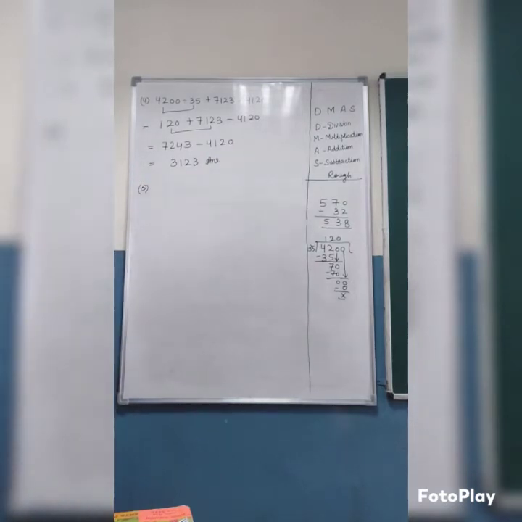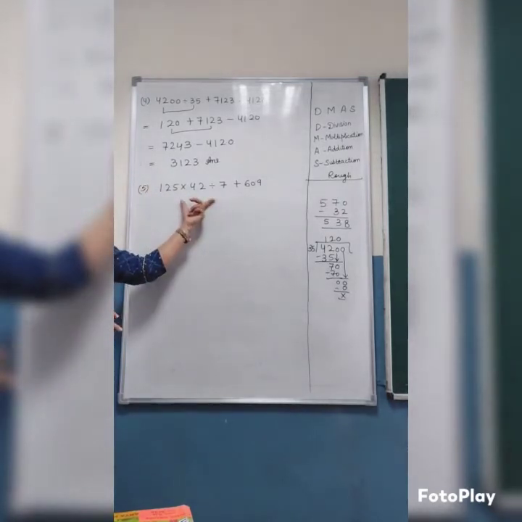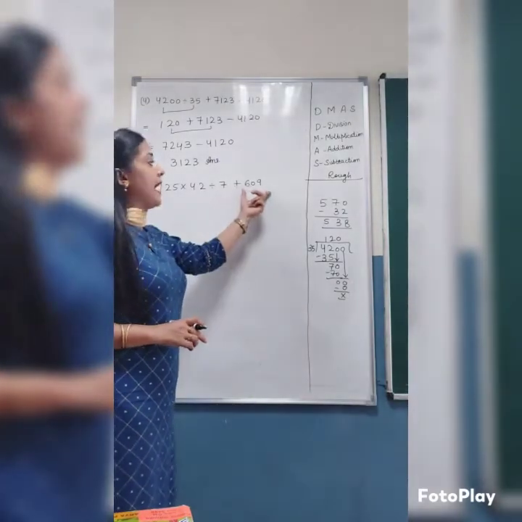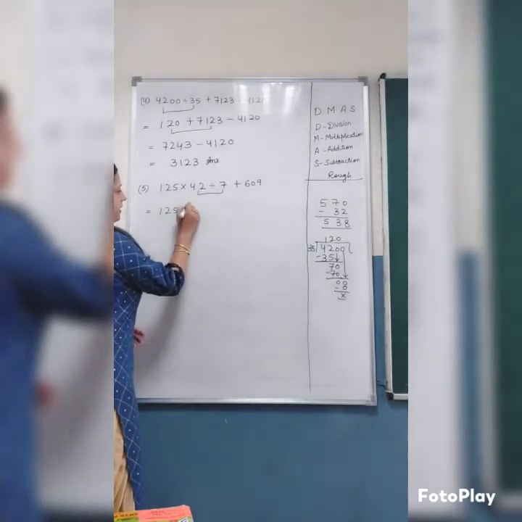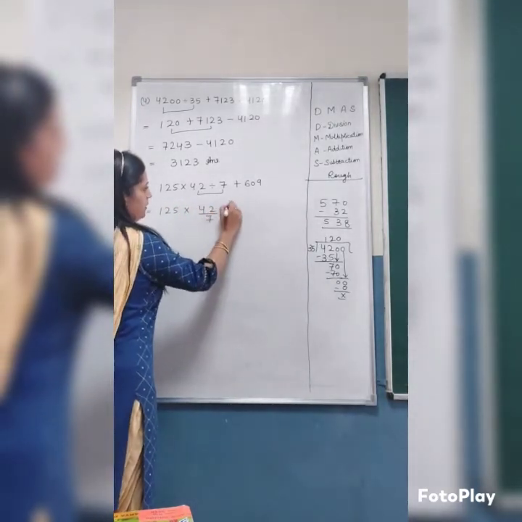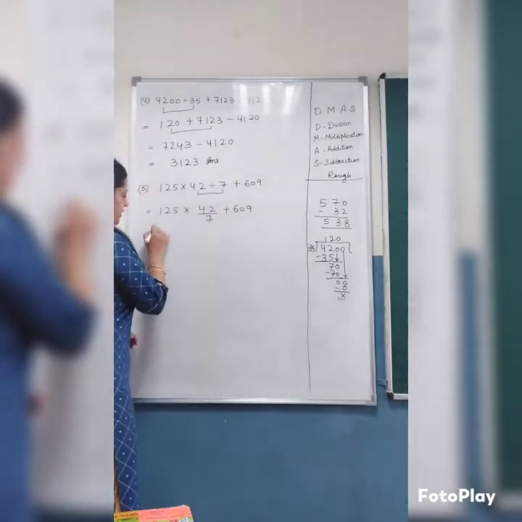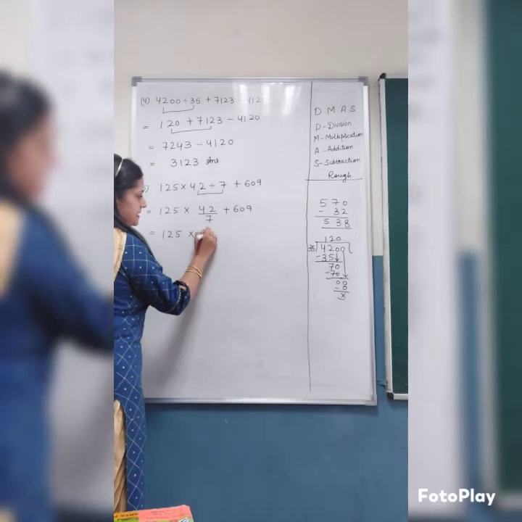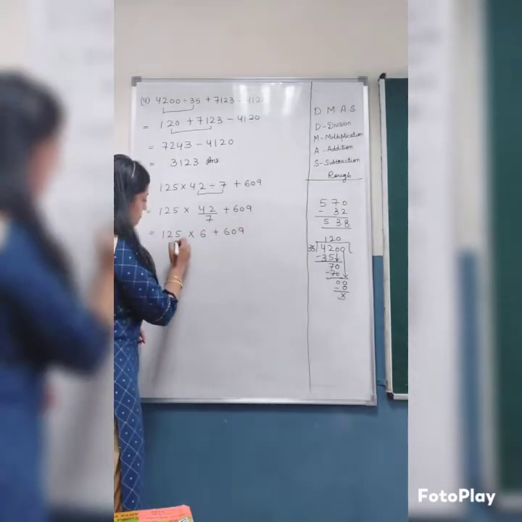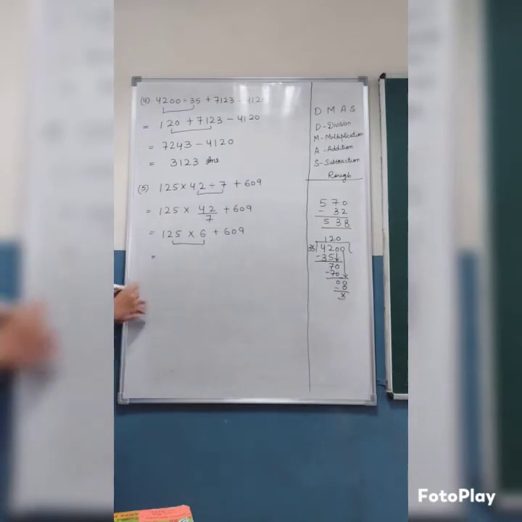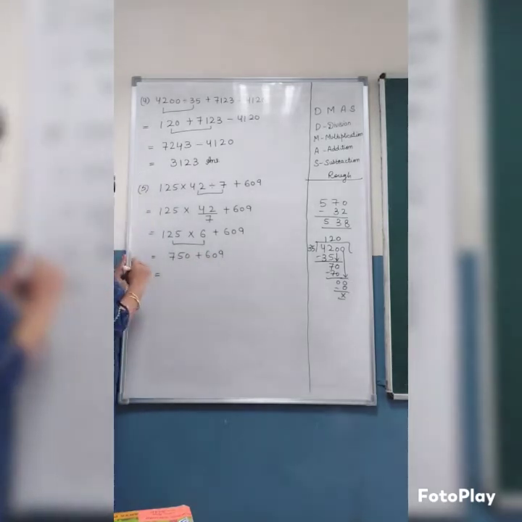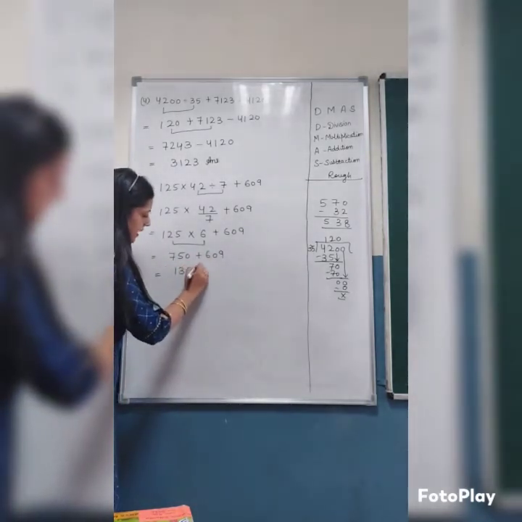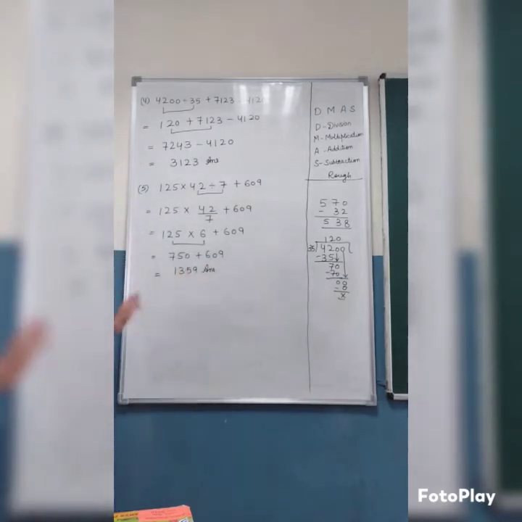Next is the fifth part: 125 multiplied by 42, divided by 7, then add 609. Our first step is to divide: 125 multiplied by 42 divided by 7 plus 609. By dividing, 42 divided by 7 is 6. Now the next step is to multiply, and we get 750. Then add 609. The answer is 1359. Clear?